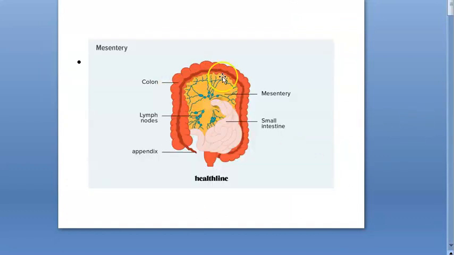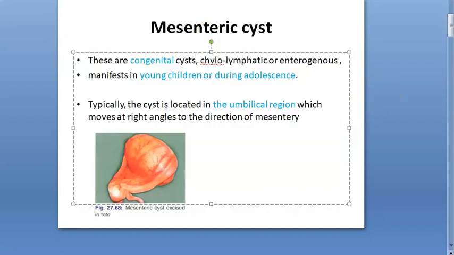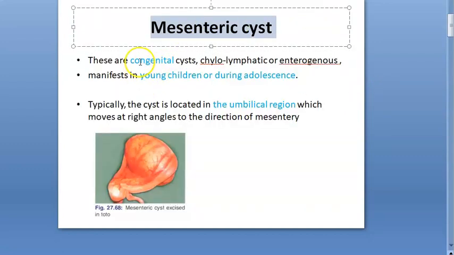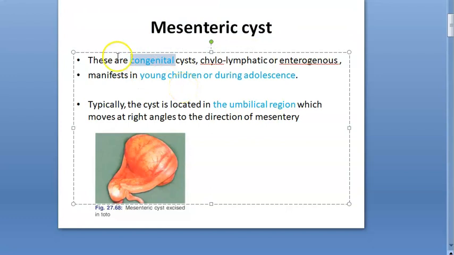This is the mesentery, which is an organ holding the small intestine and the colon, tying it to the posterior abdominal wall. It helps in the supply of lymph, blood vessels, nerves, etc. It is fatty. There can be a cyst in the mesentery. Basically, it's congenital. You will see it in young children and adolescents.